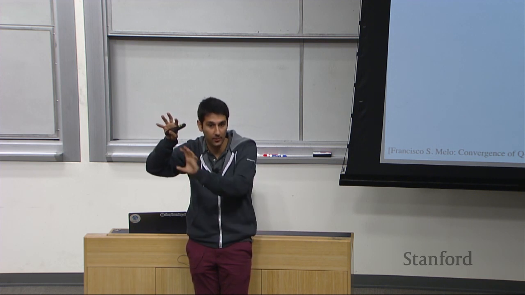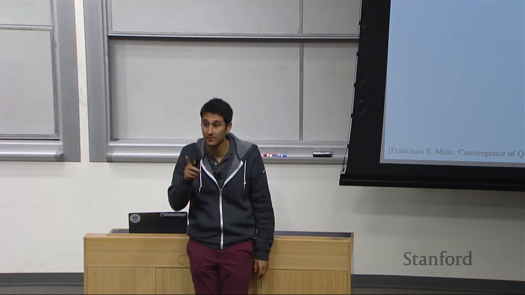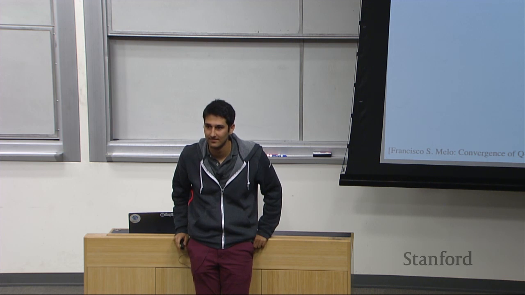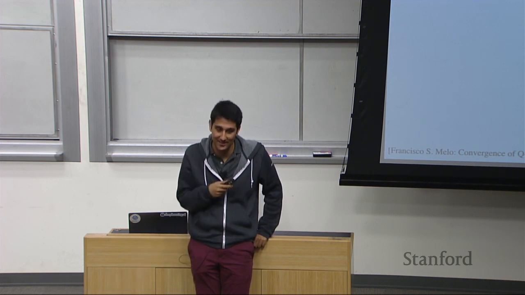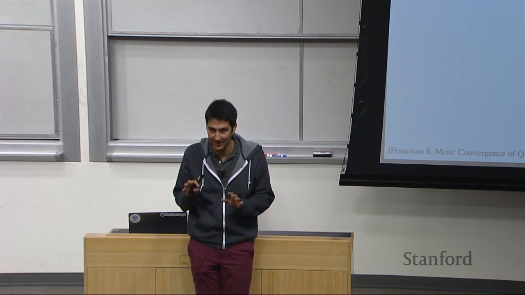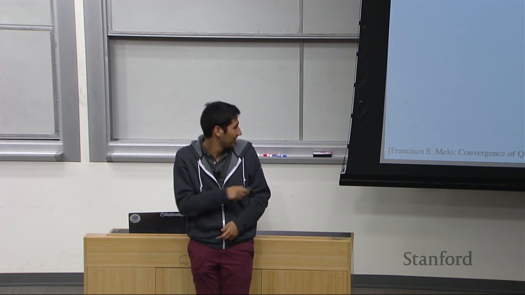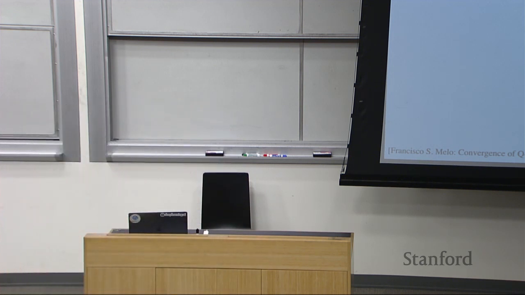To close the gap, you backpropagate. Yes? Is there a possibility that these labels even diverge? So the question is, is there a possibility for this to diverge? This is a broader discussion that would take a full lecture to prove. So I put a paper here from Francisco Melo, which proves the convergence of this algorithm.